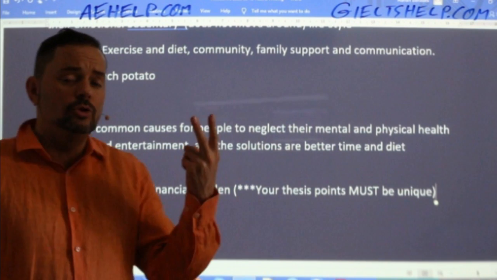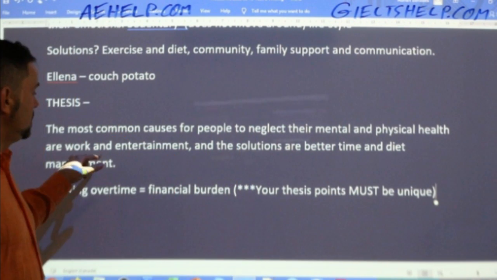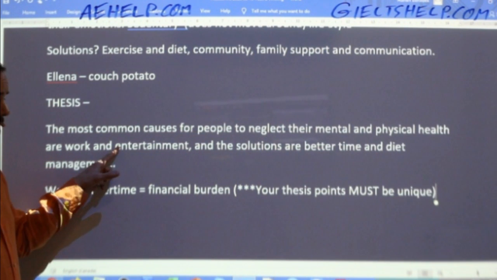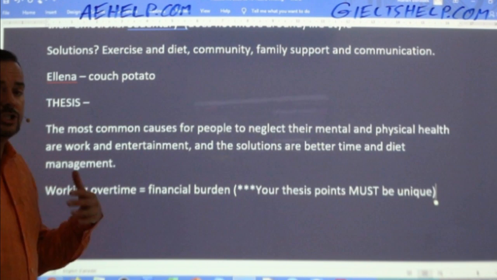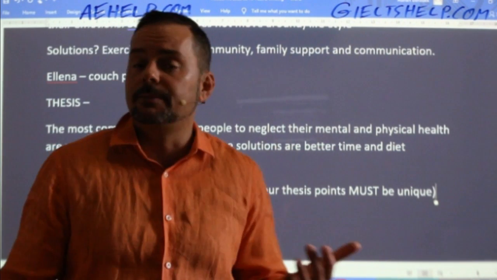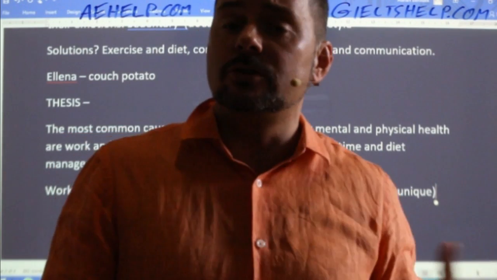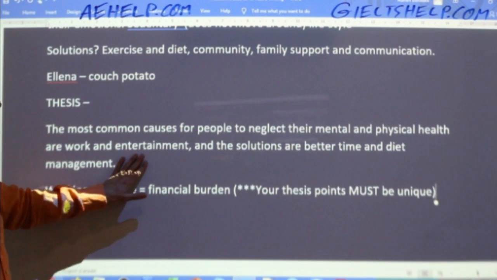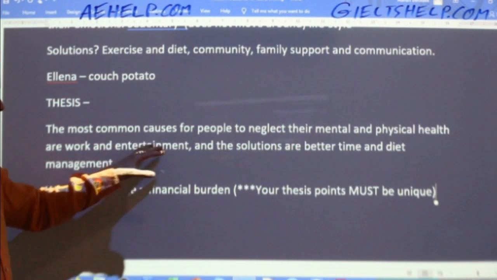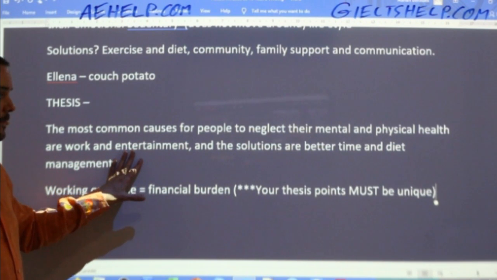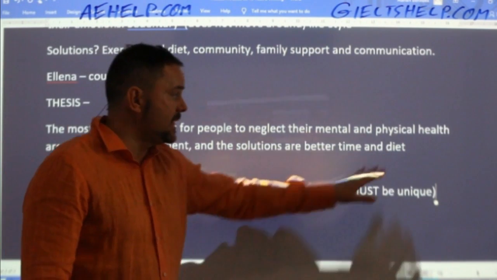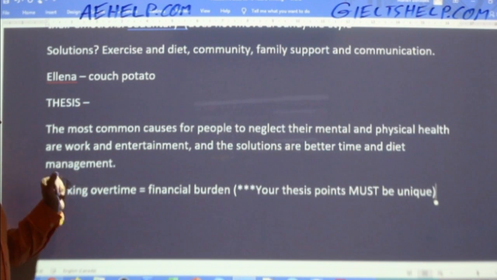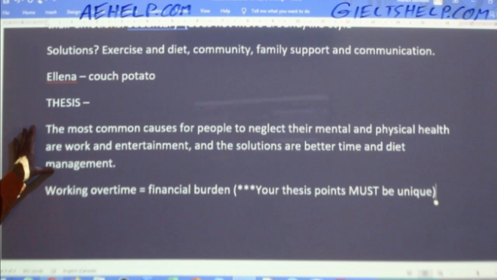Remember, I have two body paragraphs which can give further details to these points. Okay, so at this point, the reader just knows that it's going to be something about work, something about entertainment, and waits for me to write those body paragraphs to explain that in more detail. I don't have to write a really complex concept into the thesis. And the solutions are better time and diet management. Okay, so that's all I have. It's actually quite a simple thesis if you think about it.